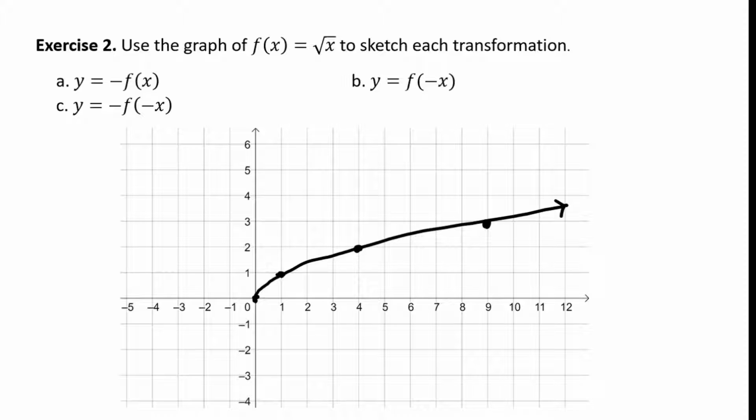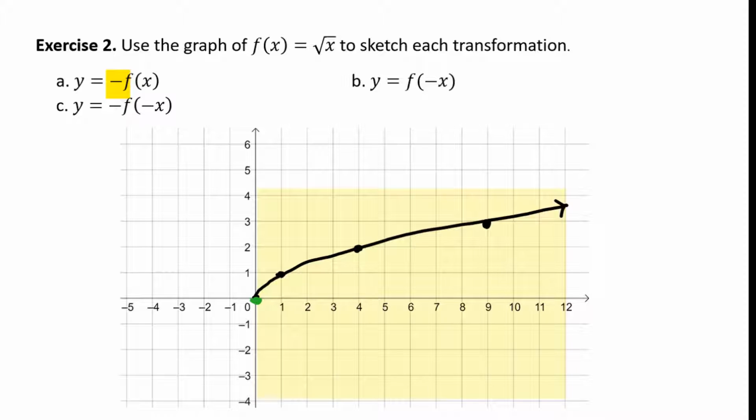The points I used were (0, 0), (1, 1), (4, 2), and (9, 3). Notice this is just 1/2 of a parabola sideways. Let's go to A, y equals negative f of x. That transformation, the negative is affecting the function. That means we transform from either top to bottom or bottom to top, and we do this about the x-axis. So let's take each point and reflect it about the x-axis.